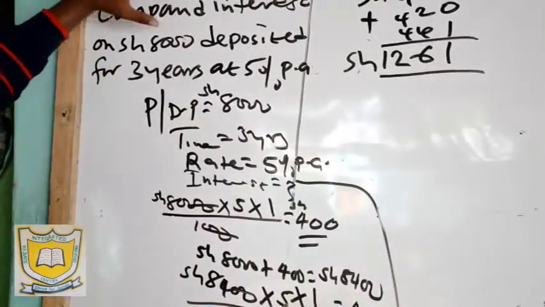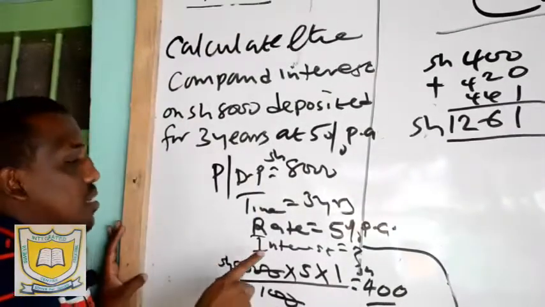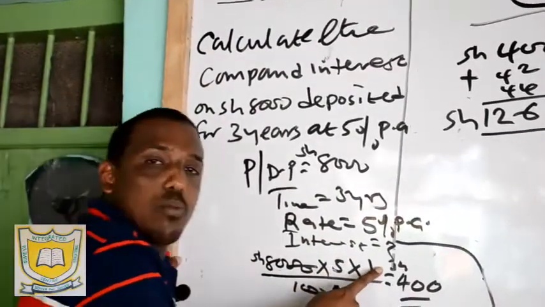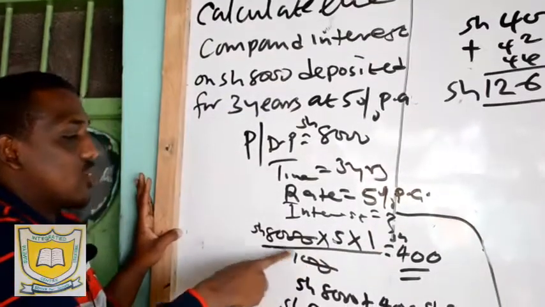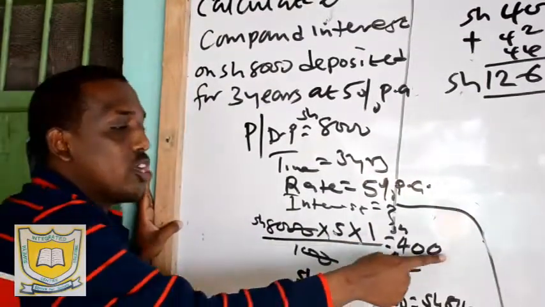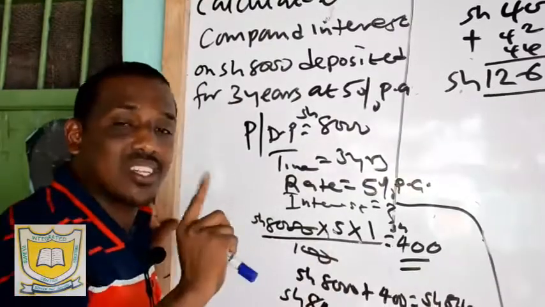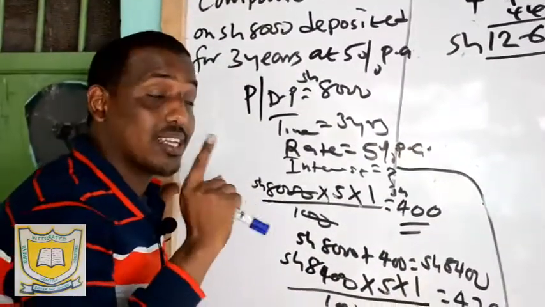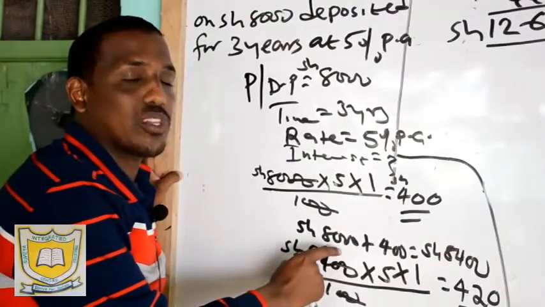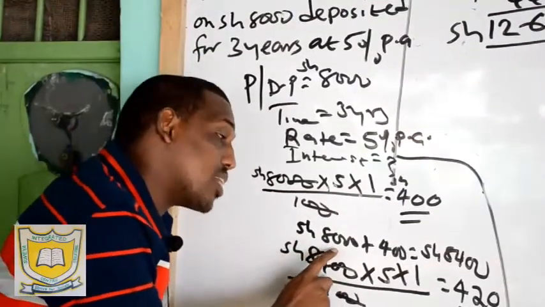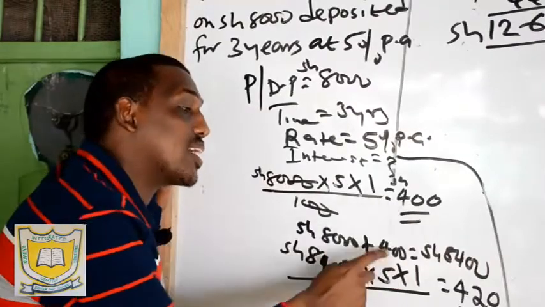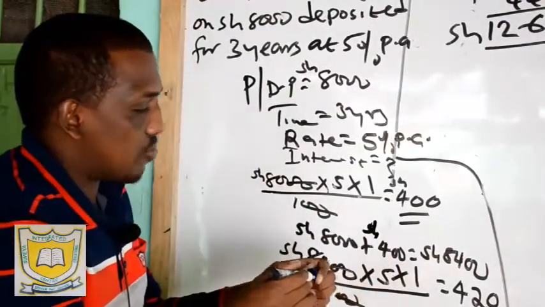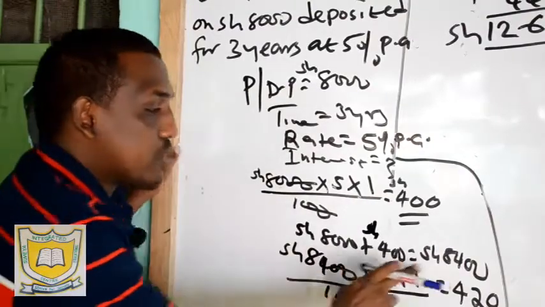So I'm repeating. Calculate the compound interest: 8,000, that's principal, times rate 5, times time 1, over 100. So 80 times 5 times 1, you will get shillings 400. That is the interest of the first year. You proceed now to the second year, but you must find the principal of the second year. You say 8,000 plus 400, the interest of the first year, and you will get shillings 8,400. Now that is the principal of the second year.